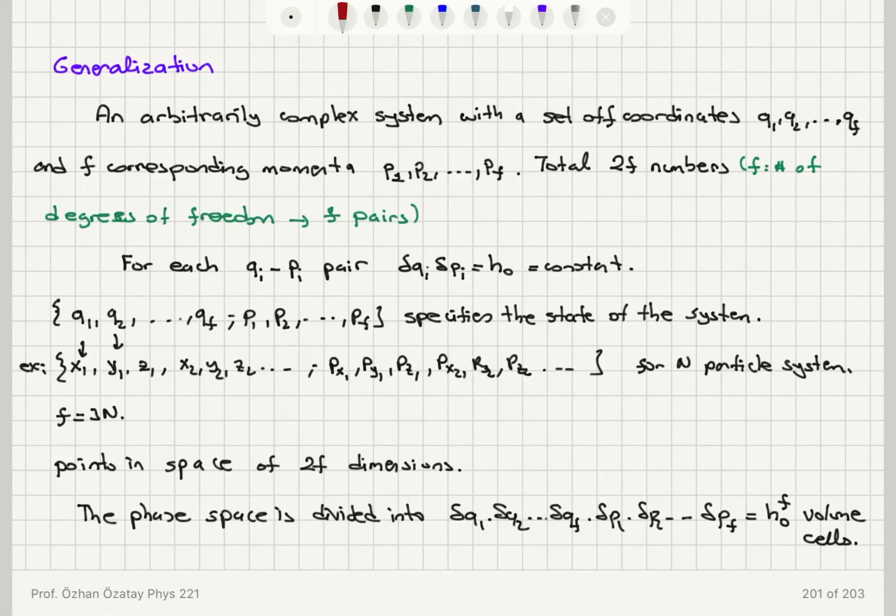So if you have two numbers, x1 and px1, in the phase space, that is two-dimensional. If you have y1 and py1 as well, then you have to specify four numbers, that becomes four-dimensional. So with f degrees of freedom, you have a 2f dimensional phase space, and this phase space is subdivided into cells with volume h0 to the power f. So that means Q1 should be in the range Q1 to Q1 plus delta Q1, P1 in the range P1 to P1 plus delta P1, and so on and so forth.